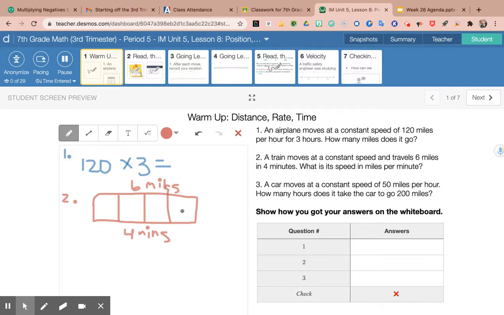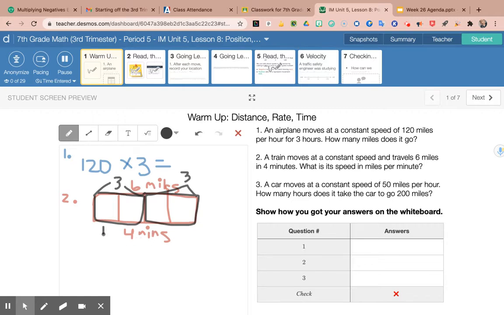So if I cut this 6 into 4 pieces, what has to go in each box? So I know it's not 1, because if I put 1, that would be 4, not 6. So I need to cut this 6 into 4 pieces. Well, if this whole thing is 6, then half of it has to be 3, right? Because 3 plus 3 is 6. So this half has to be 3. This half has to be 3. So 3 miles in 2 minutes, because if I cut 4 in half, I get 2.